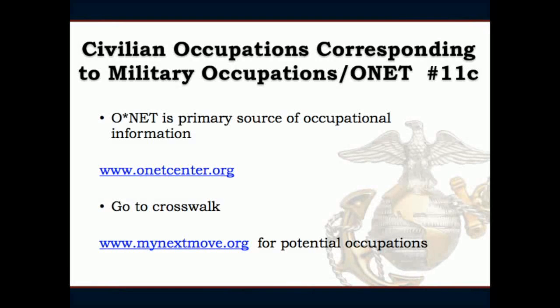O*NET is the nation's primary source of occupational information. The O*NET database contains information on hundreds of different occupations, describes job functions, and what tools are used in specific jobs, the knowledge, skills, and abilities required for the position, and the type of training and education required.